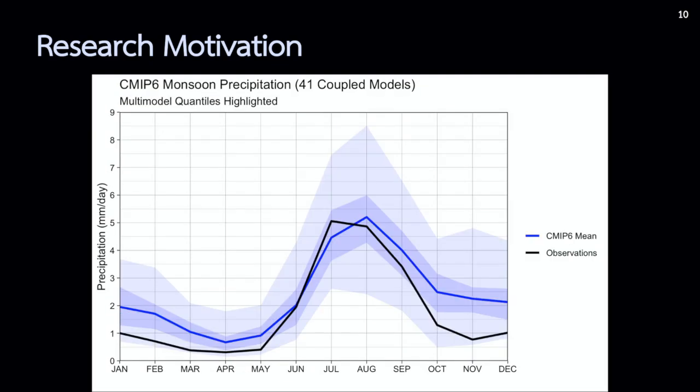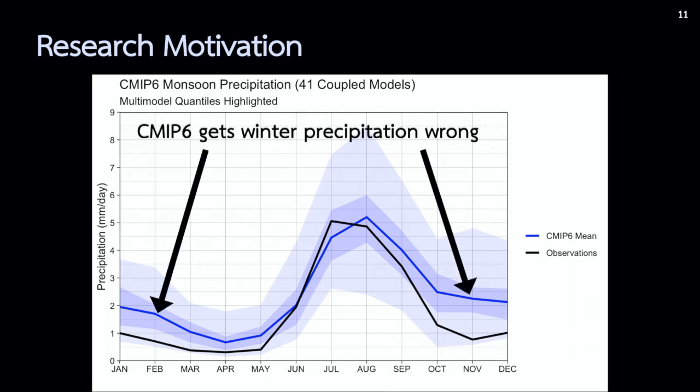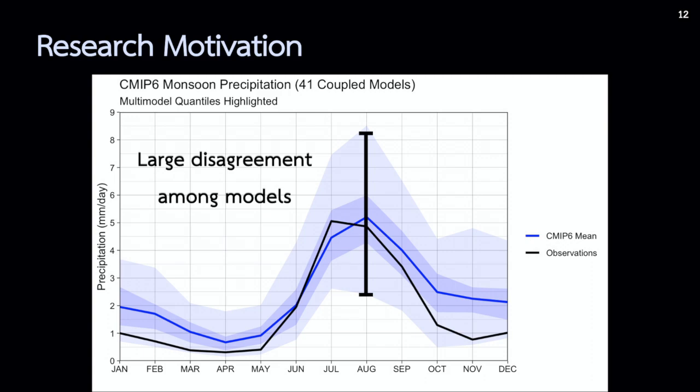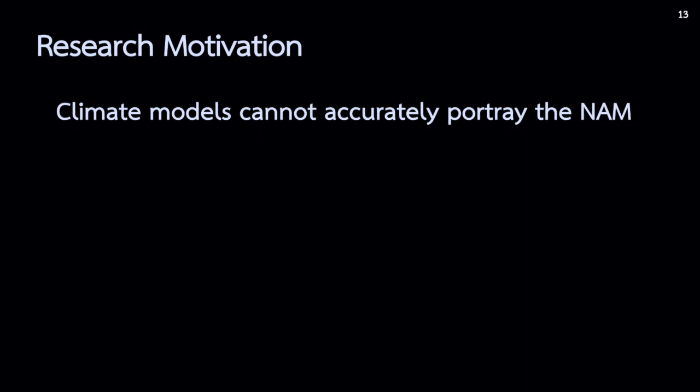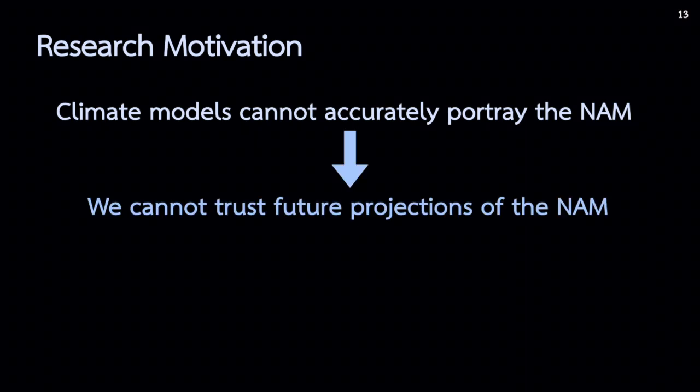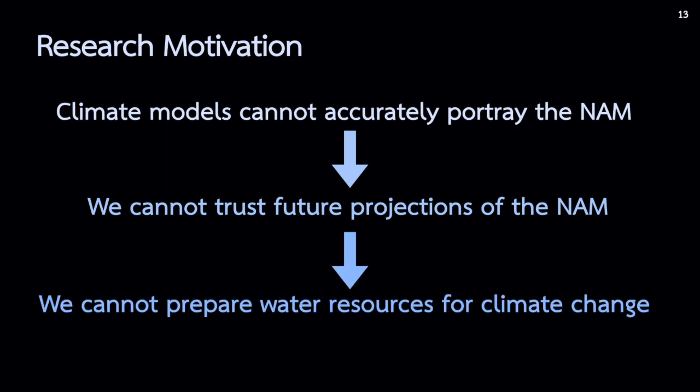And here's the summary. The black curve shows the real-world observations, while the blue curve shows the multi-model mean. It turns out, CMIP6 models tend to overestimate precipitation during the winter, and also, there's a lot of disagreement between models. Just look at the error bar. So, if climate models cannot accurately portray the monsoon, then we cannot trust the future projections of the monsoon, which means we cannot prepare for climate change.